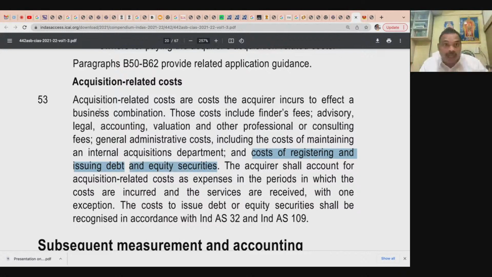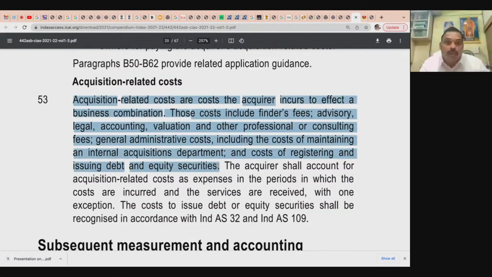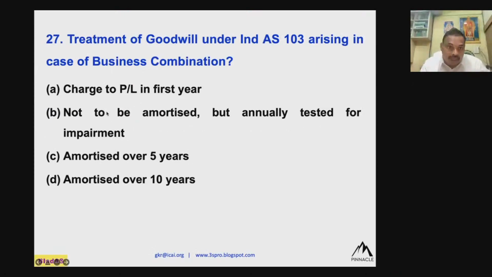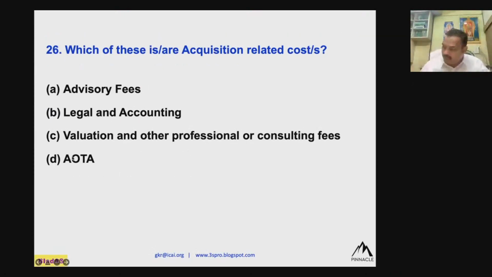All these are acquisition related costs. Wow. Now answer this question. Advisory fees, yes. Legal and accounting, yes. Valuation other, yes. All of the above. So 26D. Which paragraph? 53.